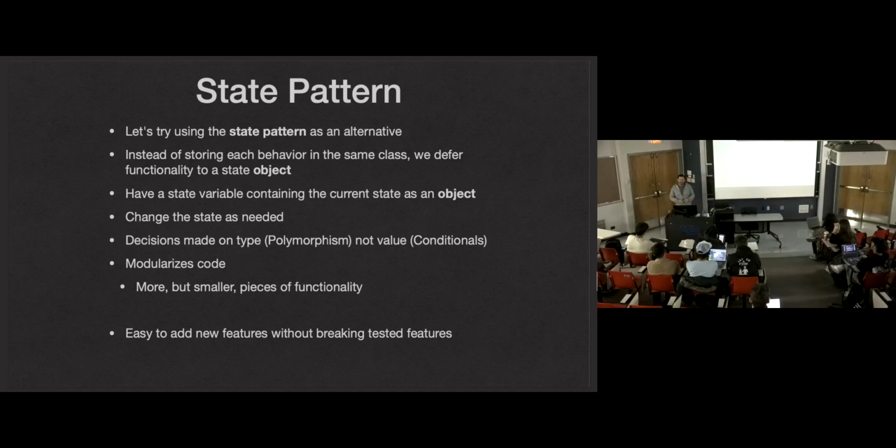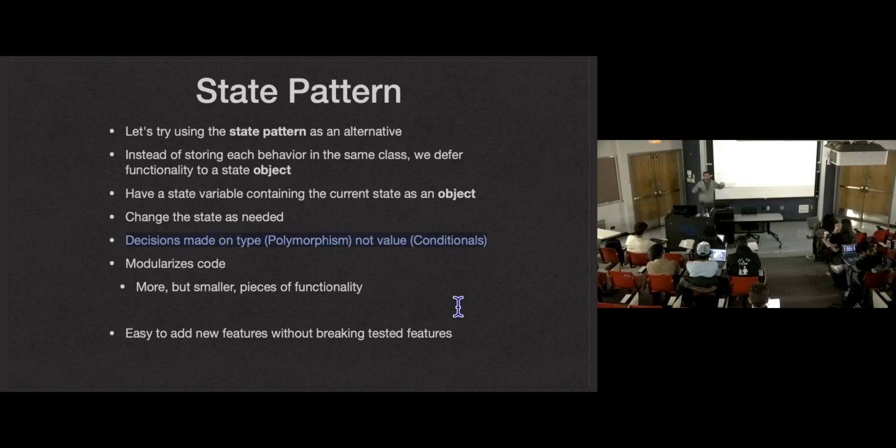We're going to create a different object depending on what set of behavior I want to have, and then defer to that object for functionality in a way that we're going to change the behavior based on the type of that object instead of changing behavior based on the value of variables. And this is going to be the crux of what the state pattern is, using polymorphism to change behavior instead of conditionals.